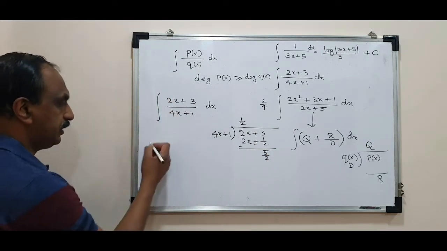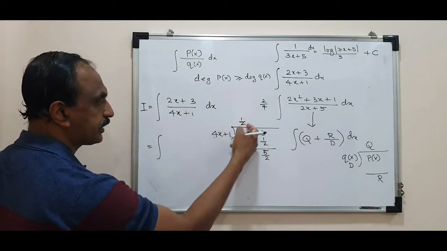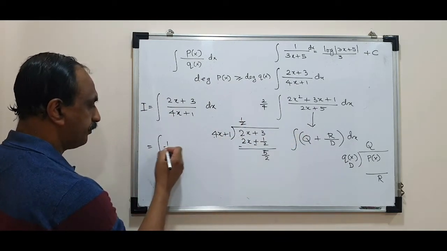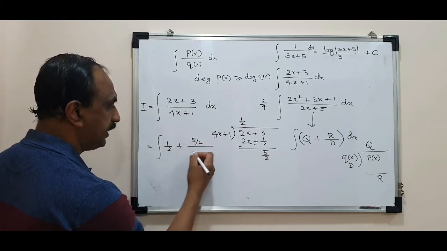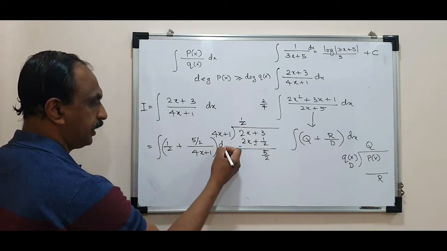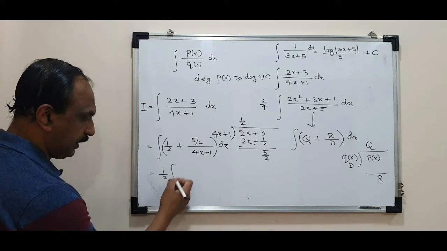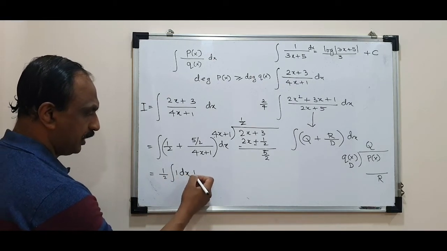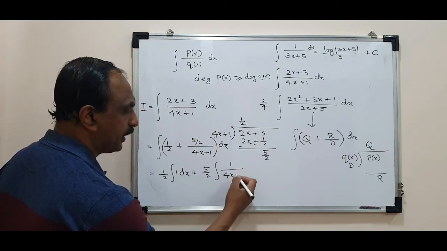So I can write this integral as quotient. Quotient is half. Plus remainder, 5 by 2, by the divisor, 4x plus 1. Now it is possible for me to separate them. 1 by 2 outside, integral 1 dx. 5 by 2 outside, integral 1 upon 4x plus 1 dx.